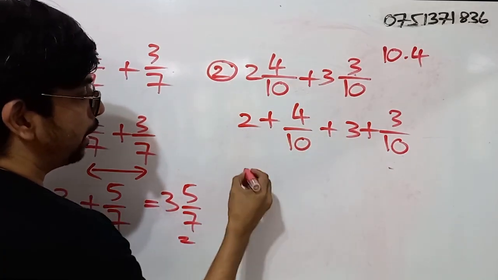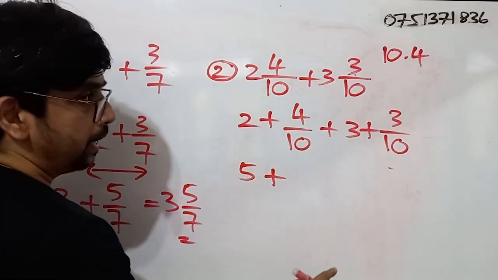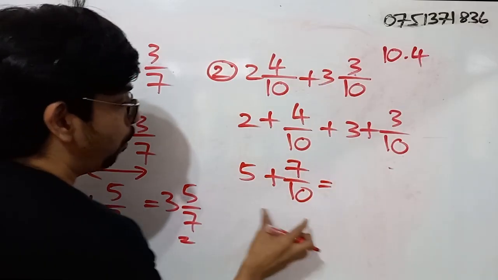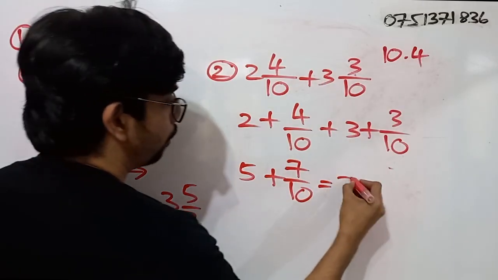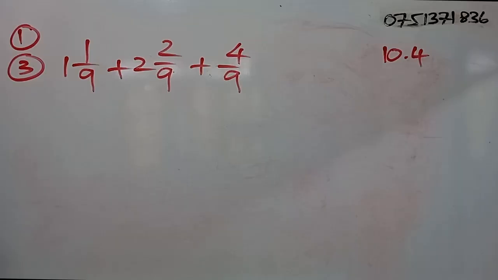So 2 plus 3, that is 5. 4 by 10 plus 3 by 10, what's that? 7 by 10. Now I can add these two together. So what will it be? 5 and 7 by 10. That's the answer. Okay, so the third one.